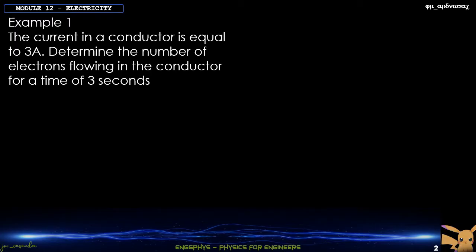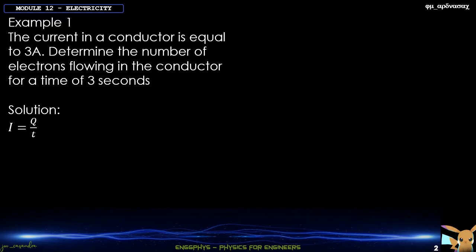So in here we have a conductor in which the current that flows through it is 3 amperes. So you want to determine how many electrons there are that would produce this current for 3 seconds. So in our solution, we'll be applying the first definition of current, which is that it is the flow rate of the charges. So in that case, I is equal to Q divided by T.